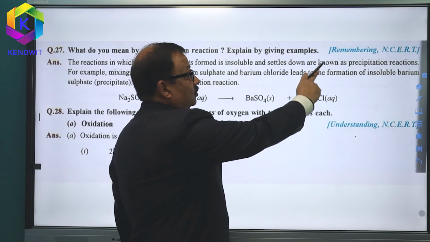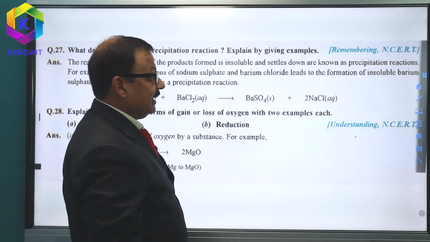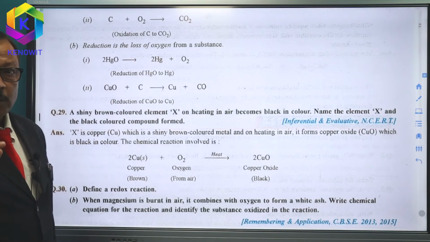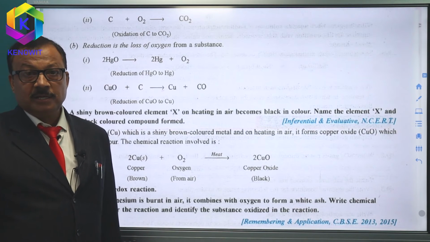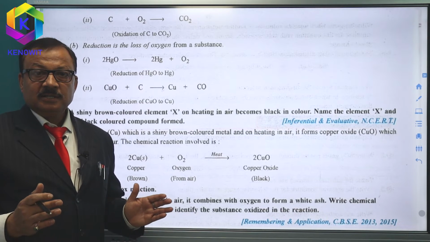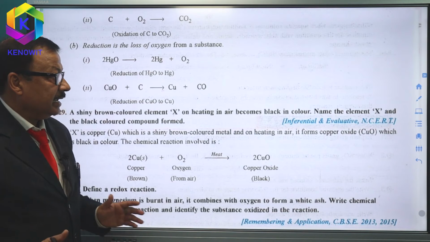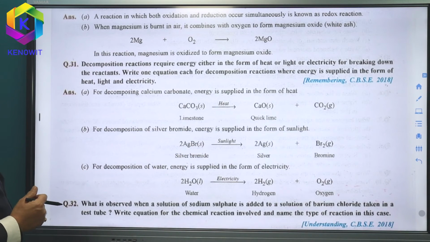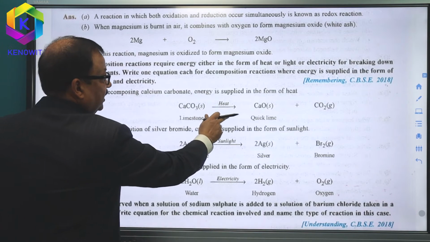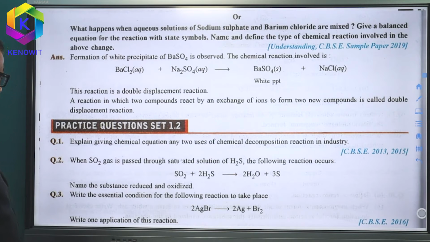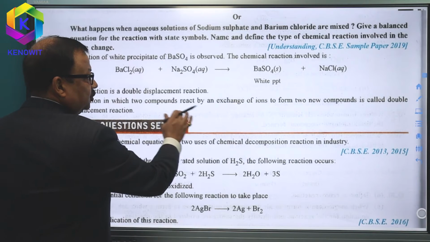And always try to understand what is meant by remembering and understanding type questions, because in CBSE, direct knowledge type questions do not come. The questions are divided in several ways like application based, understanding based, and how to evaluate the question. So these are the very important questions. Then practice exercise 1.2. In this case, only the questions are given. So please try to find the solutions.